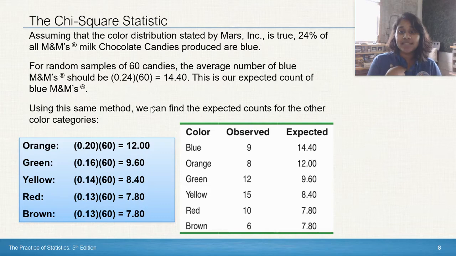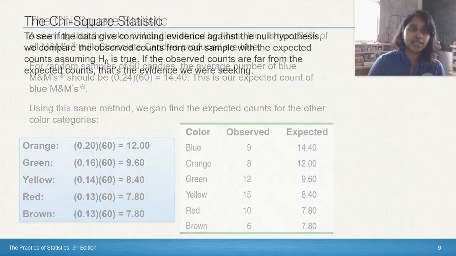And if you notice our expected counts, not a single one is below the number 5. So we're good in that section. We'll keep on talking about conditions as this slideshow goes through in this video and in the next.